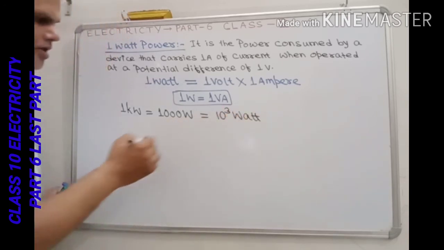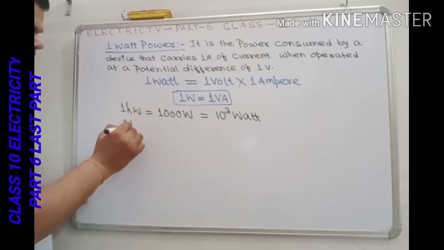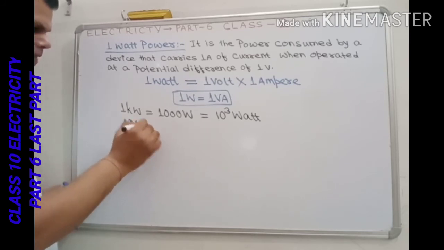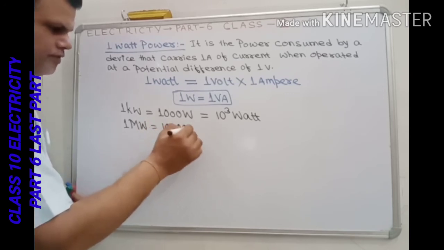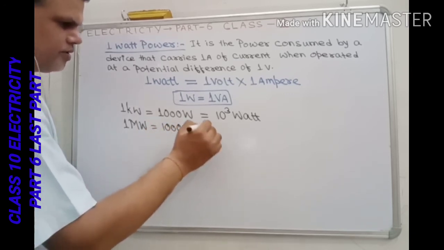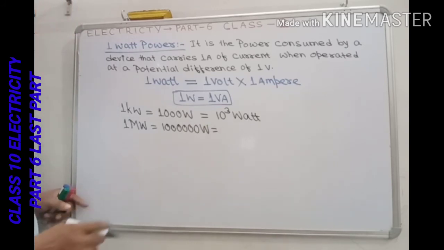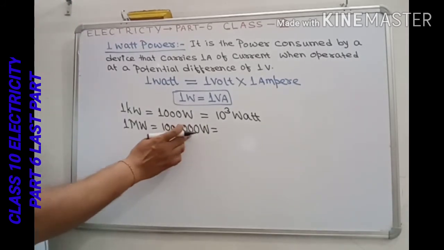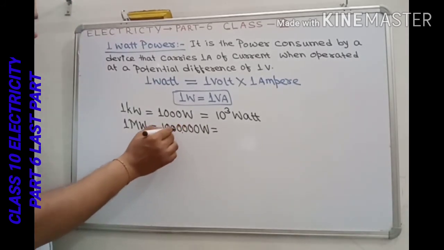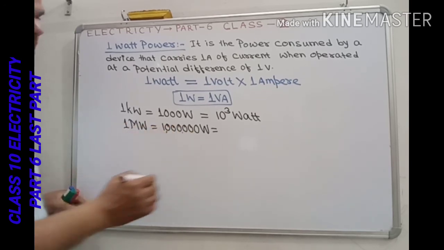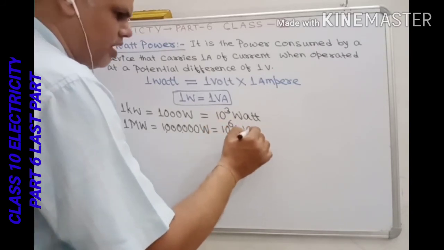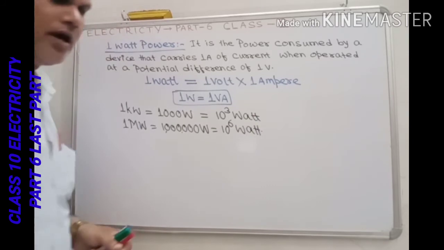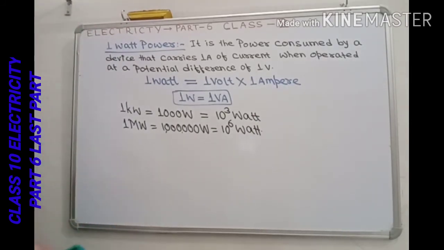Similarly, another bigger unit is 1 megawatt, that means 10 lakh watt, or we can simply write it as 10 to the power 6 watt. These are the bigger units of watt.